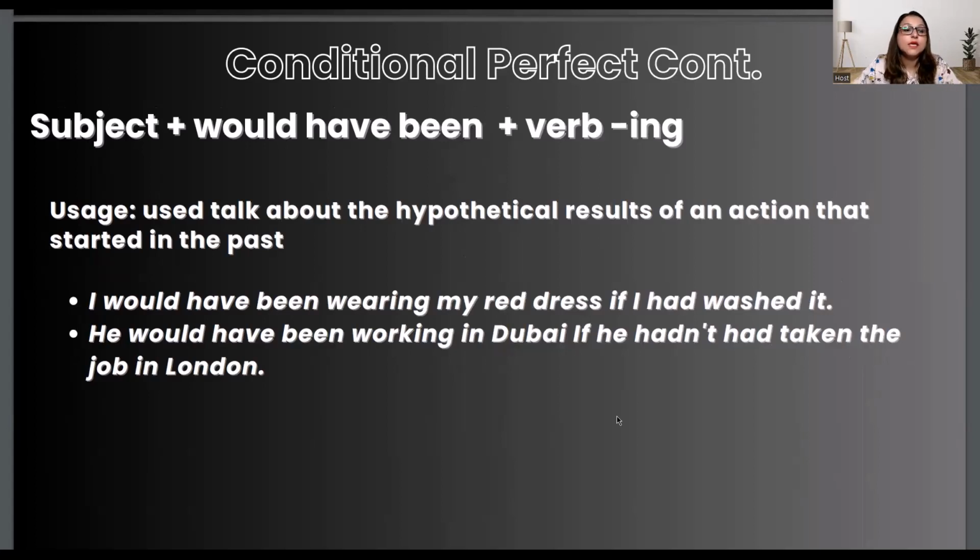Conditional perfect continuous. The sentence structure would be subject, would have been, plus verb ing. It is used to talk about hypothetical results of an action that started in the past. For example, I would have been wearing my red dress if I had washed it. He would have been working in Dubai if he hadn't taken the job in London. So you again can replace it with should have, could have, but the meaning will change.